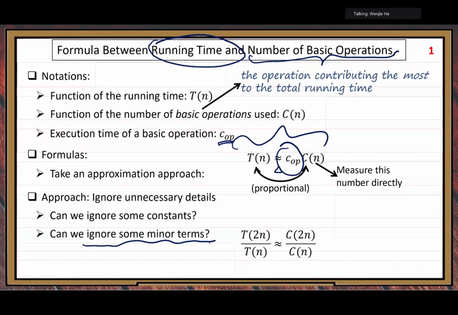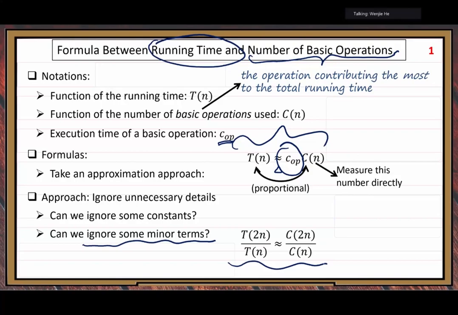Then let's look at a nice way to eliminate little c, the constant. When two functions are proportional and we take a ratio, we cancel out little c. Here you take the ratio: you double the problem size, T of 2n over T of n is approximately equal to c of 2n over c of n.